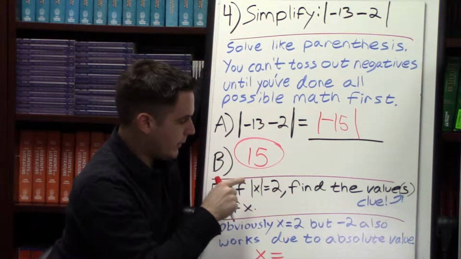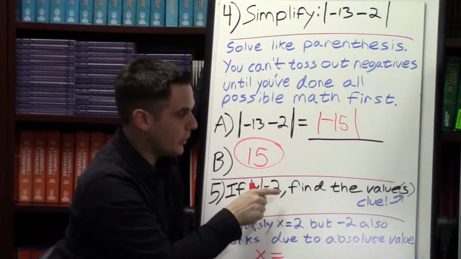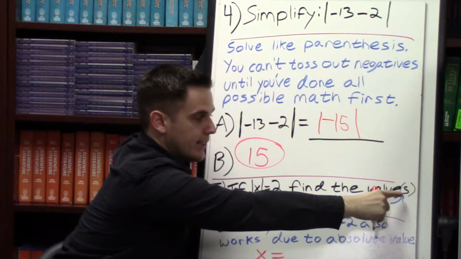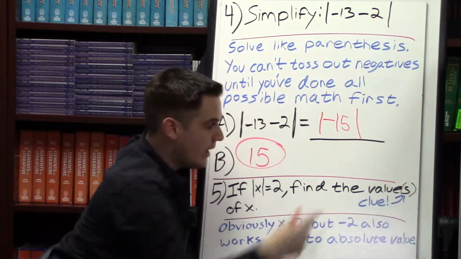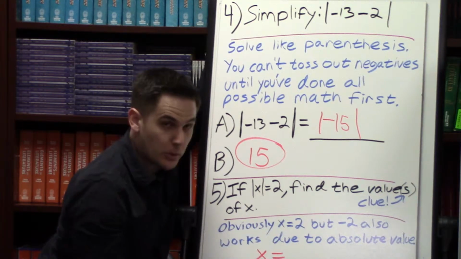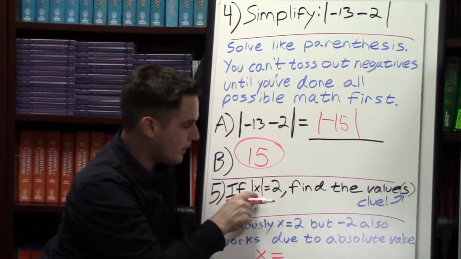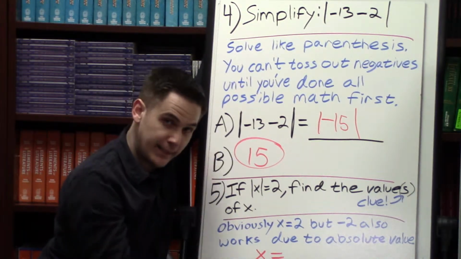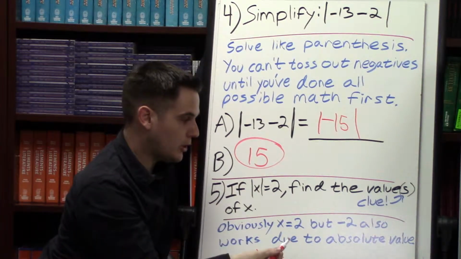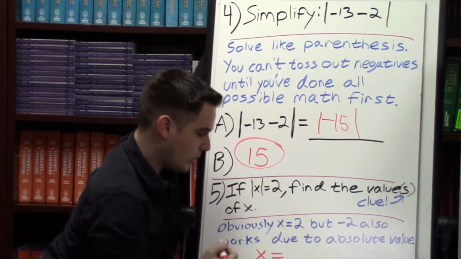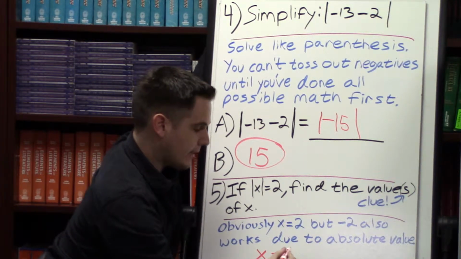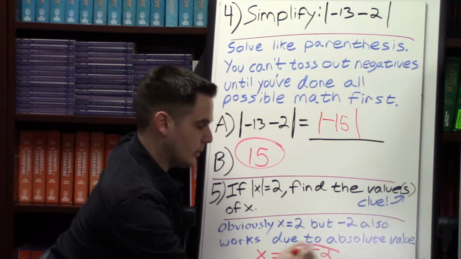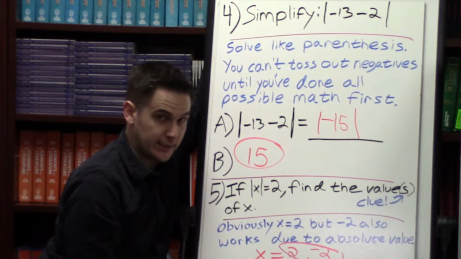For number 5, if the absolute value of x equals 2, find the value or values of x. The clue is here that it's possible to have more than one answer. So, obviously, x will equal 2, because the absolute value of 2 equals 2. But, due to absolute value, if you put a -2 in here, the bars will fall away with the negative, and then positive 2 equals 2. So, because -2 also works due to absolute value, the answers are 2, because 2 works, but also -2. So you can have 2 different answers.